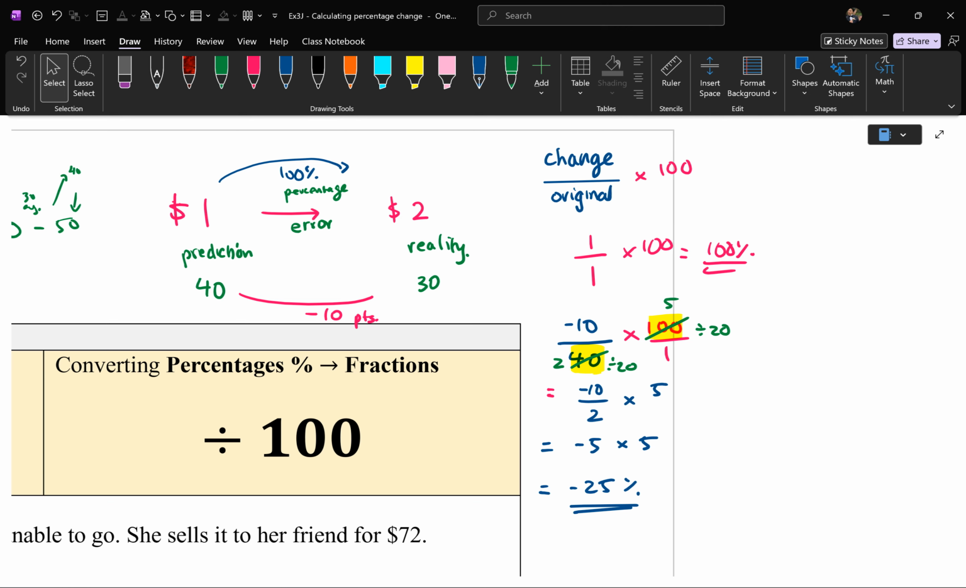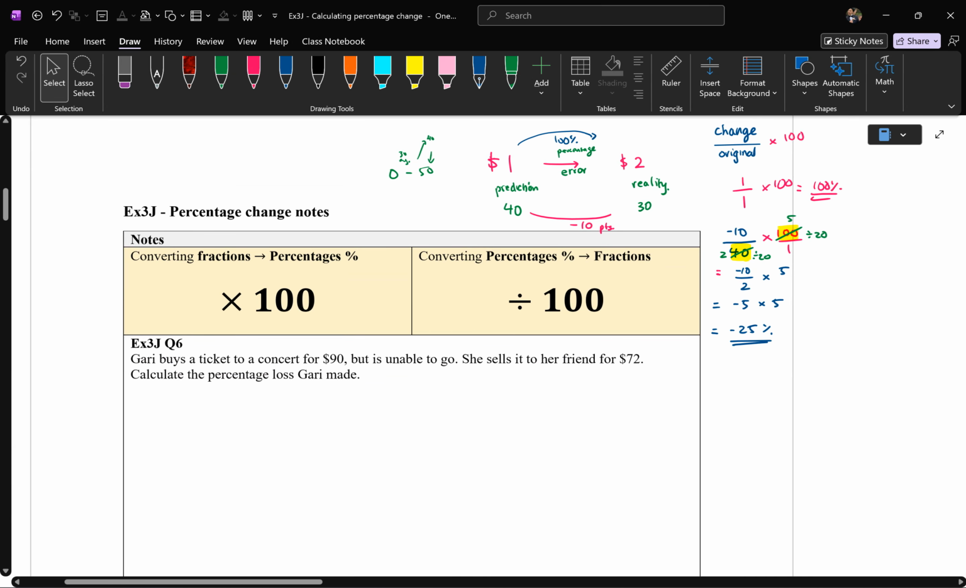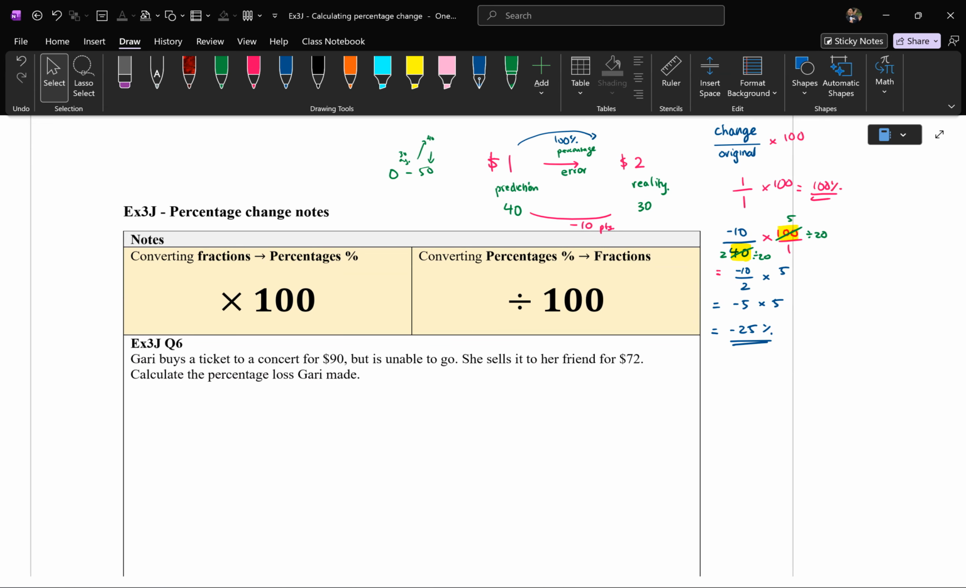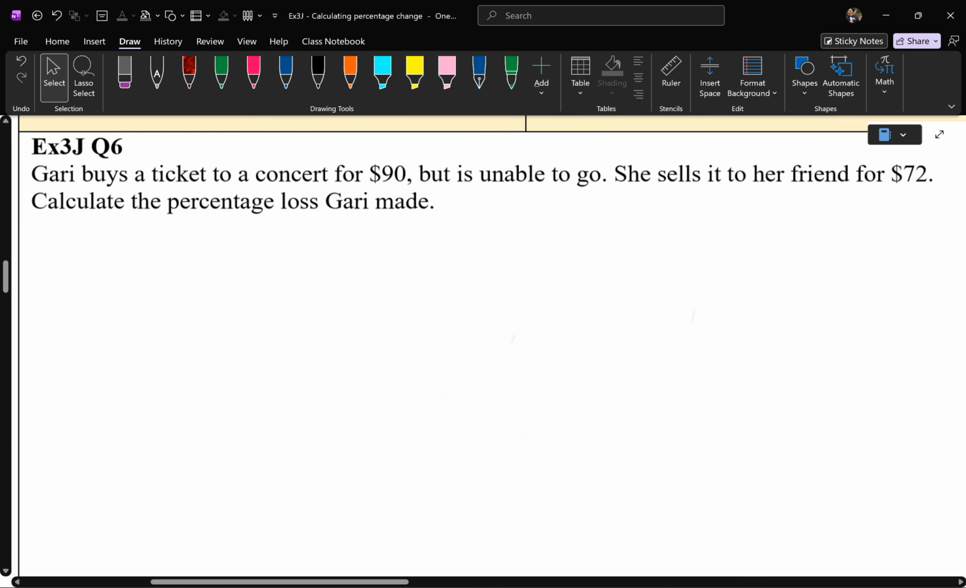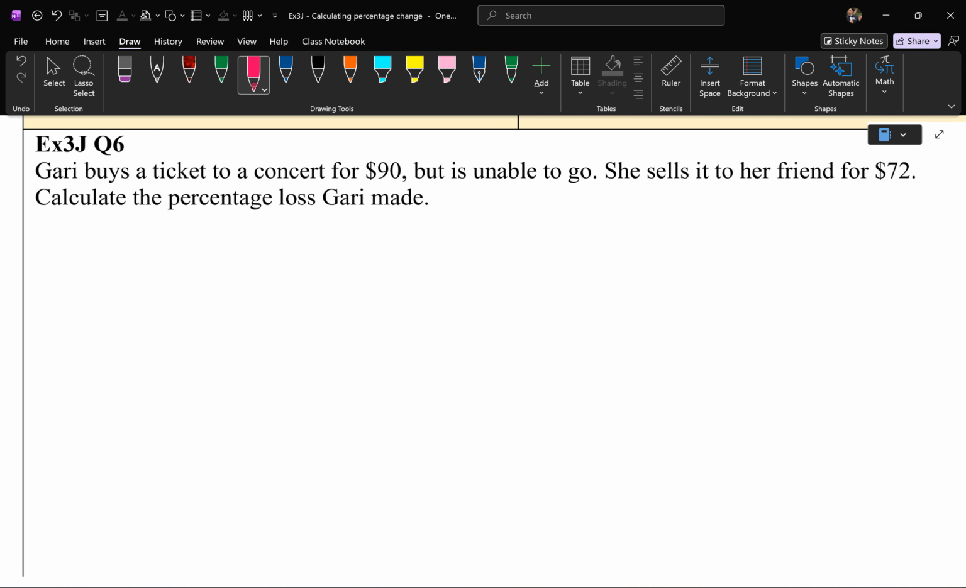Okay? So today's lesson, that's all you're doing. If you're doing exercise 3J, if you're up to date and you're doing 3J, that's pretty much what all this is doing. So if you read the first example, this is question 6 of 3J. Here we go. Same idea. Gary buys a ticket to a concert for $90. Okay, so he buys a ticket. Here's a ticket. $90 is how much he bought it for.